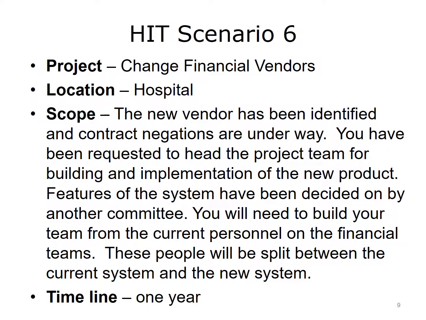In Scenario 6, your hospital staff has decided that they want to change their financial vendors from Company A to Company B. The new company has been identified, and the contract, including such details as the system features, is still undergoing negotiations. Your job is to manage the project to build the system and implement it for the hospital.